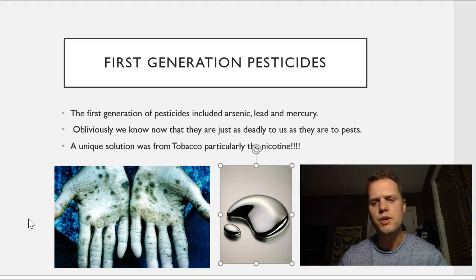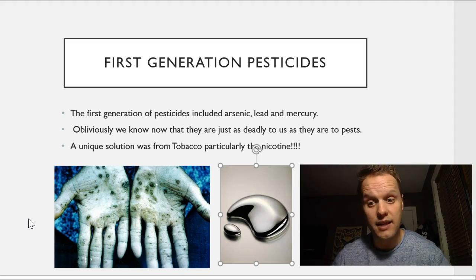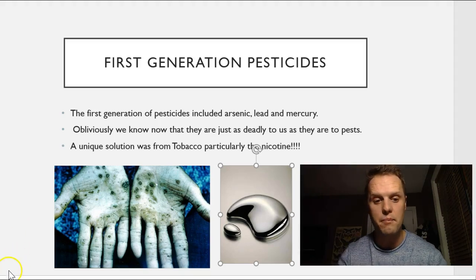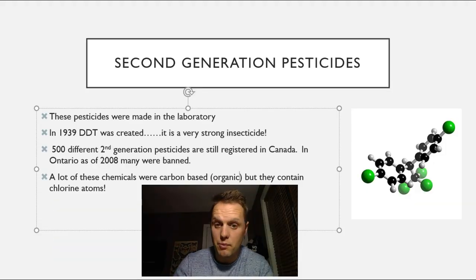So, a unique solution that some people came up with originally was tobacco, particularly the nicotine. Now, we know nicotine is an addictive substance to humans, but you probably didn't know that nicotine is actually a pesticide, and it's produced naturally by the tobacco plant to kill pests. It's not meant to be addictive to humans. That's not the intention of nicotine. The original intent by the plant was to protect itself from pests.